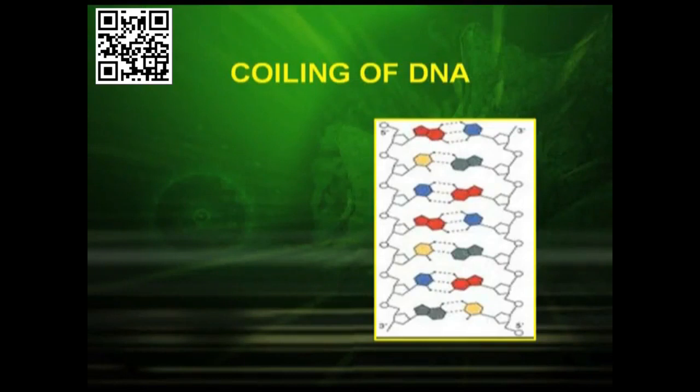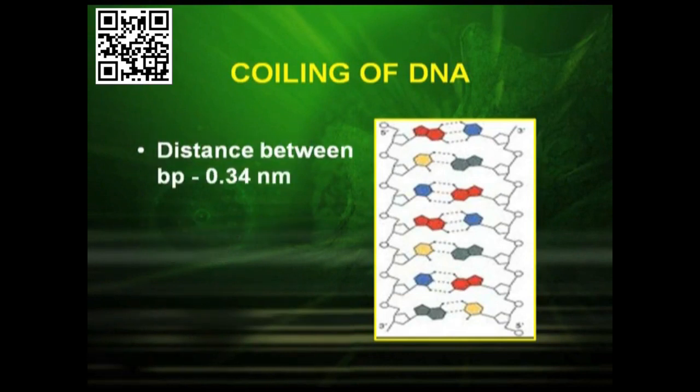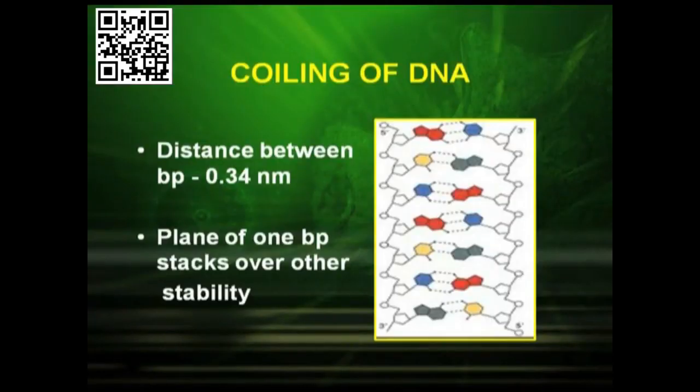Now let us study the coiling of DNA. The coiling is done in a right-handed fashion, as you can see in the picture. The pitch of the helix is 3.4 nanometers and in each turn there are 10 base pairs. So, the distance between each base pair becomes 0.34 nanometer. Another very important feature is how the stability is conferred on the DNA. It is because the plane of one base pair stacks over the other, so that stability is conferred.